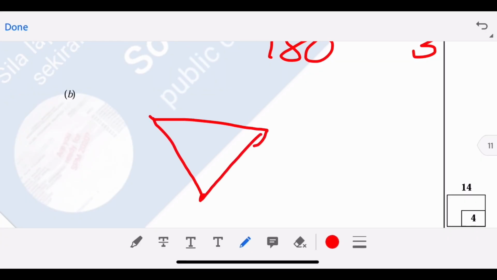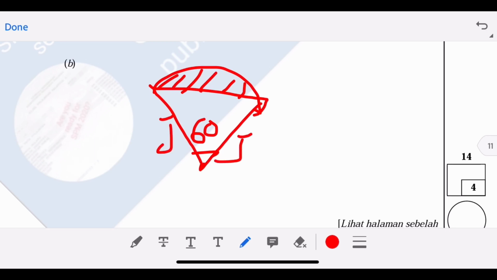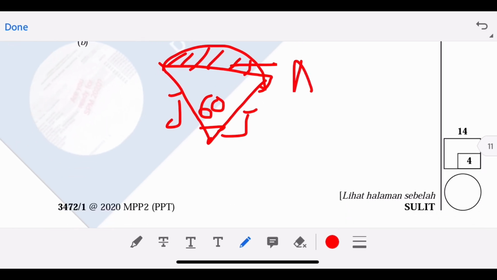So let's draw out the sector. So this is a part of the segment. So angle is 60 degree. We need to convert to radian, which is pi over 3.